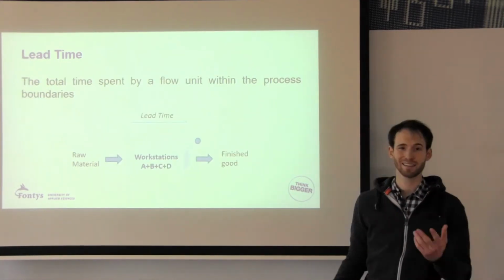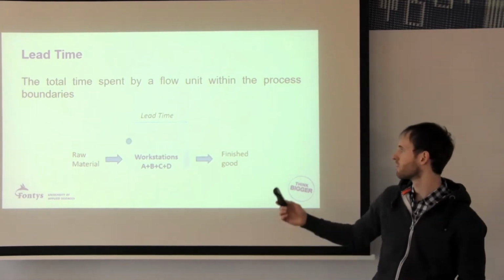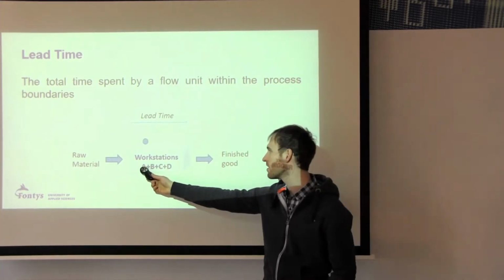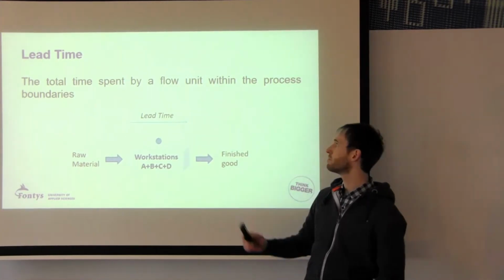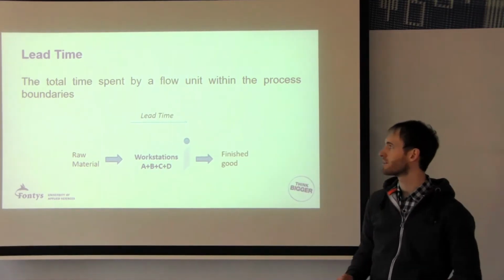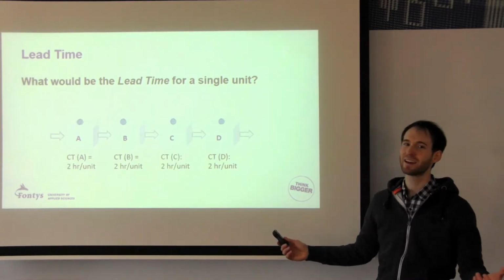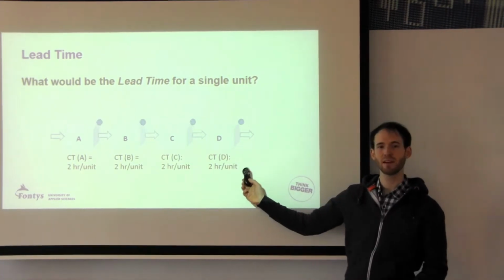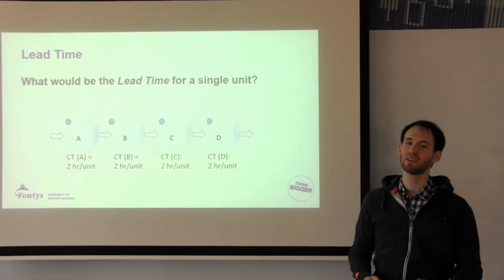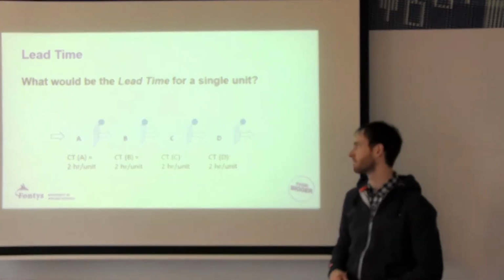Well, as opposed to that, as said before, lead time is looking at the total time. So from the beginning, from raw materials being put into the workstation, finishing A, B, C, and D, and becoming a finished good. So the total time spent by a flow unit within the process boundaries. And if we now go back to that slide, well, we can say 2 hours was the cycle time, but 8 hours actually would be the lead time because it takes 8 hours for the complete process to run.